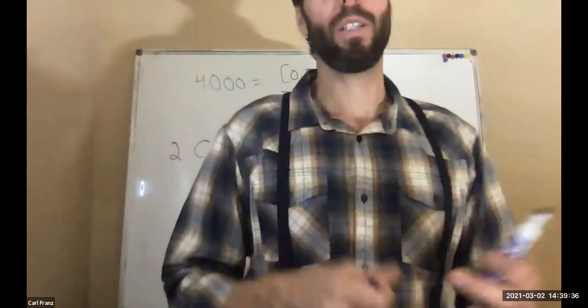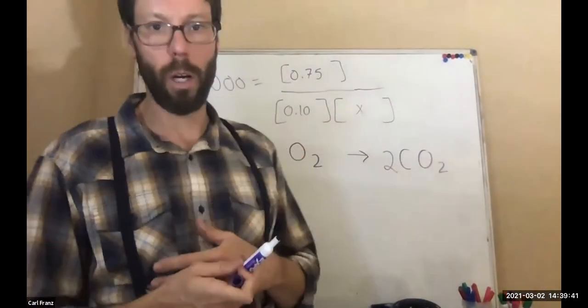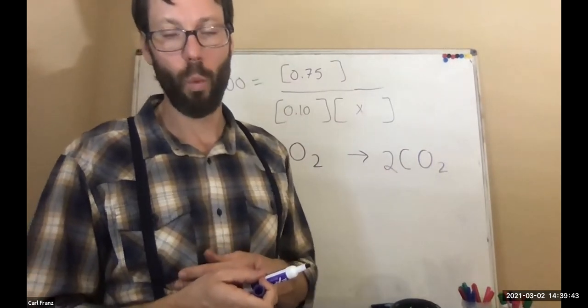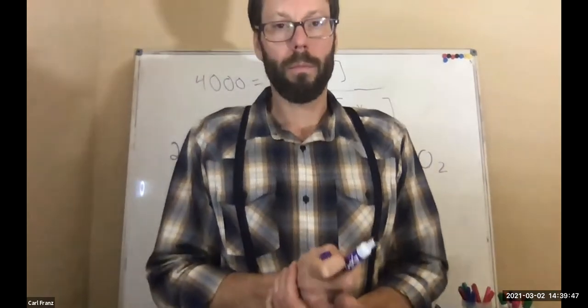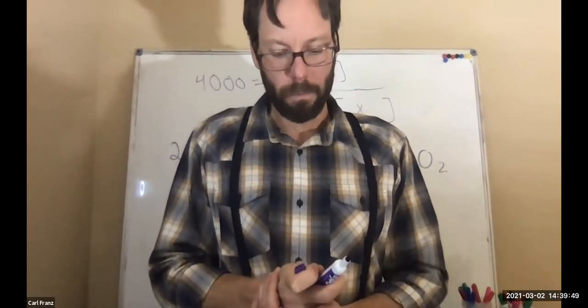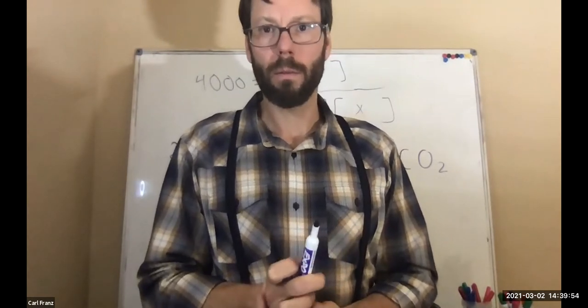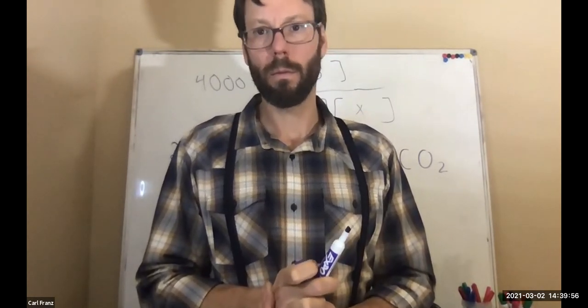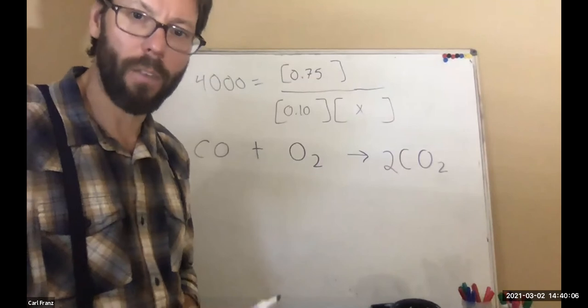I did it backwards. I did the expression incompletely, and then I wrote the balanced equation. But what do we get for the formula? Anyone? Two CO plus O2 yields 2 CO2. Hey, that's what I got too. Great. Off to a good start.